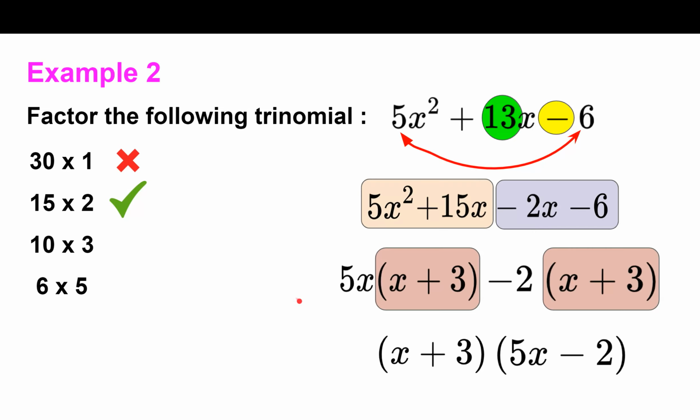So this is how we factor by grouping. We multiply the first and the last, break down the middle, take the greatest common factor once, take the greatest common factor again, and you end up with 2 binomials multiplied. You can double check by multiplying like we learned before. Hopefully that helps. Go ahead and do the practice right now. Thanks for watching.